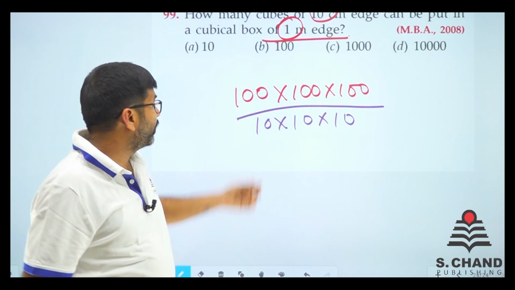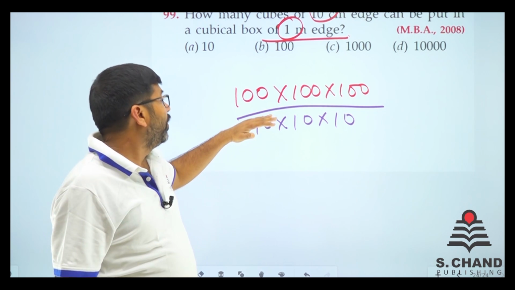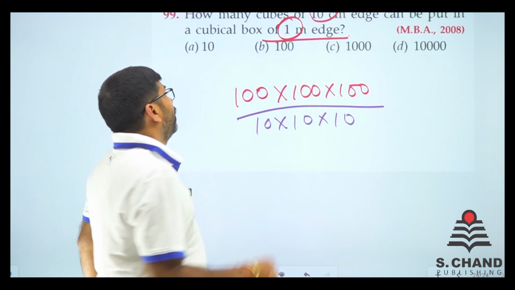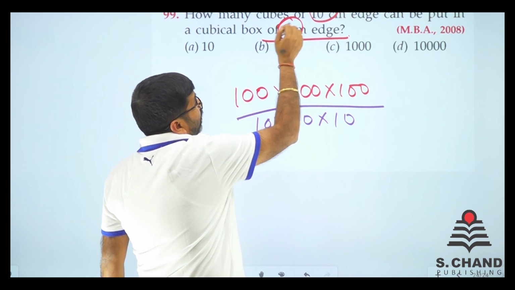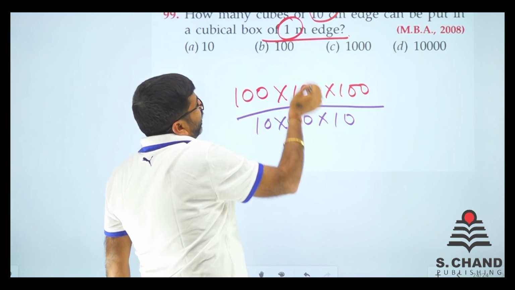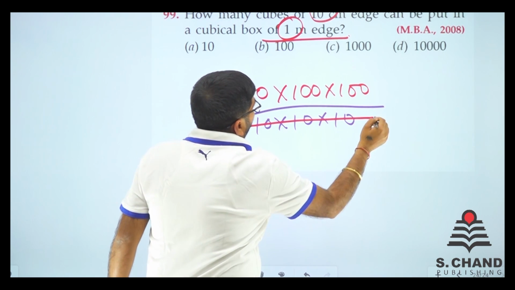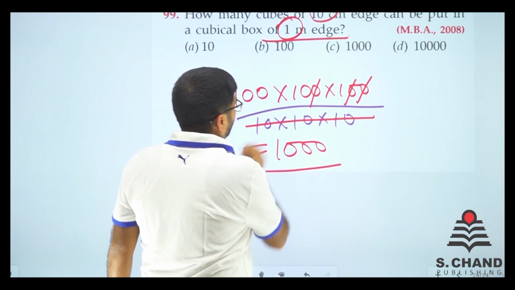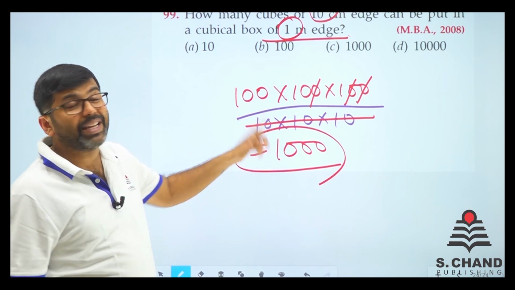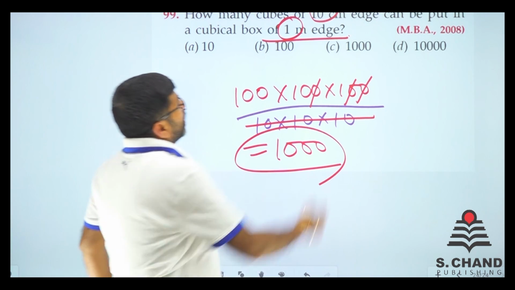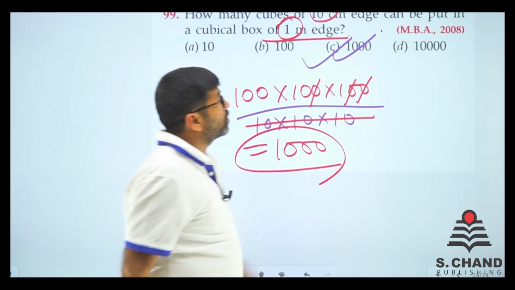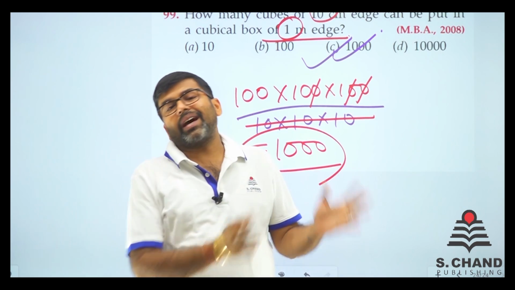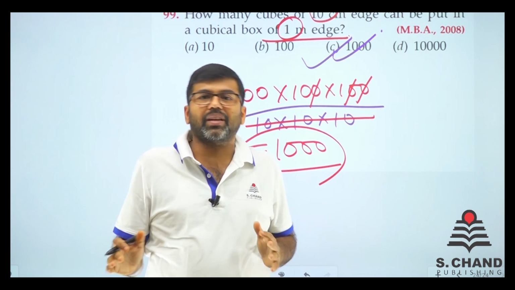What I have done is, I have kept this as centimeter. When you convert meter into centimeter, we have got 100. So 1 meter is 100 centimeter, 100 centimeter, 100 centimeter. Cancel all these zeros. So we have got 1000 cubes of 10 centimeter edge can be put. So 1000 is the right answer. So this was from MBA 2008. In the similar way, there are a lot of questions, and we can do all of them.